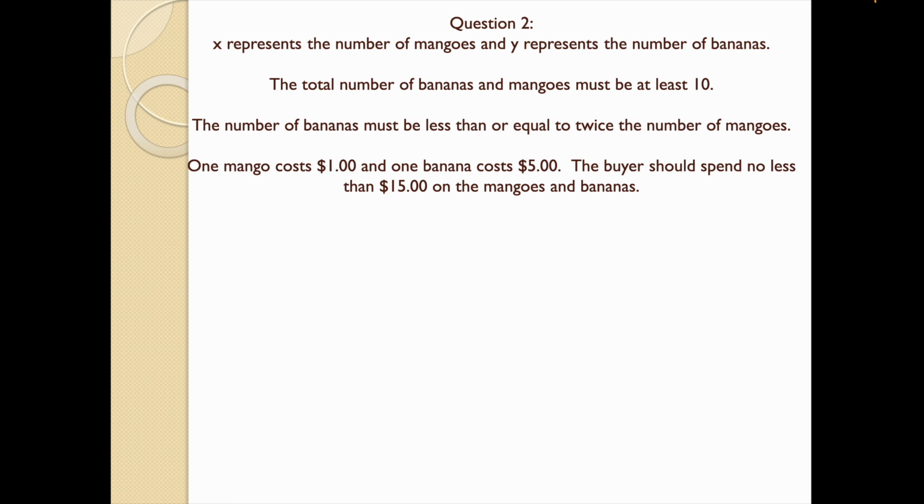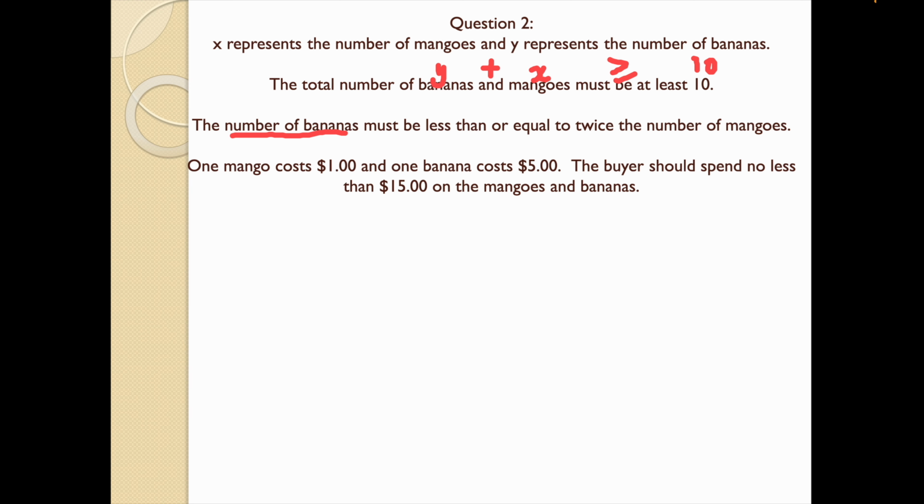All right, so let's look at this, right? So we said the total number of bananas and mangoes must be at least 10. So the total number of bananas. So bananas represents here what? Y. And then and means lovely. Mangoes represent X, which must be at least 10. So must be at least 10. What does that mean? What sign? Higher than or equal to? More than or equal to, lovely. And then 10.